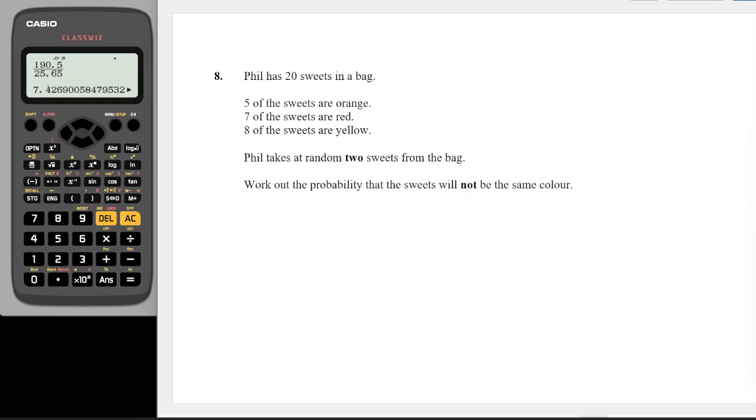Or alternatively, and I quite like this method, if I look at the probability that he takes an orange first of all, it's going to be 5 out of 20. And then the probability of him not taking an orange the next time would be 15 out of 19. And I'm going to add on the probability that he takes a red first of all, which would be 7 out of 20, times by the probability that he takes not a red one, which would be 13 out of 19, plus the probability that he takes a yellow first, times by the probability that he doesn't take a yellow, which would be 12 out of 19. And that's the way I'm going to treat this.